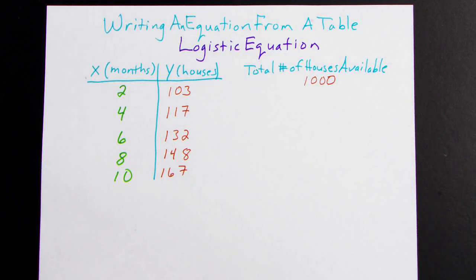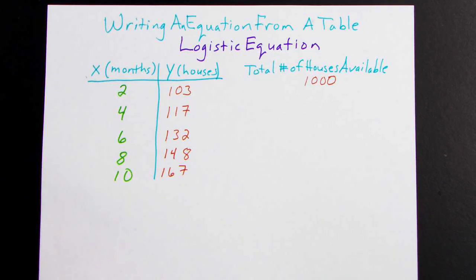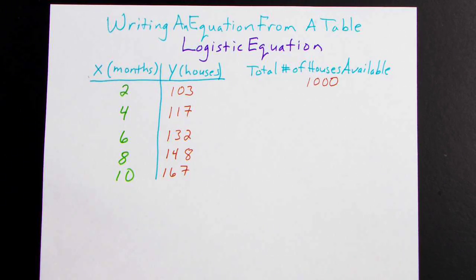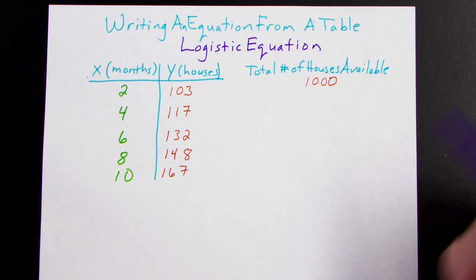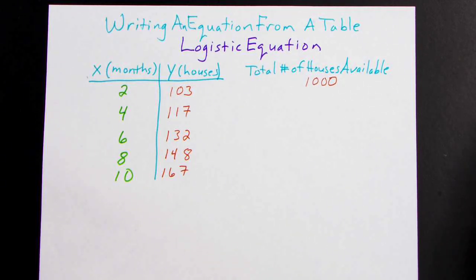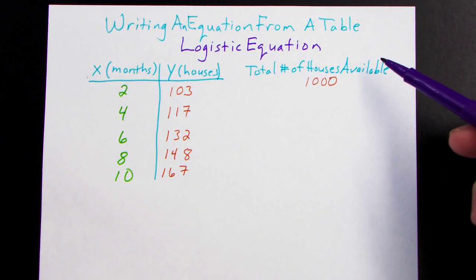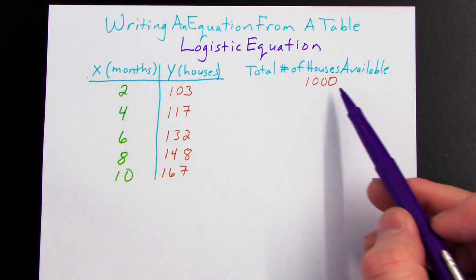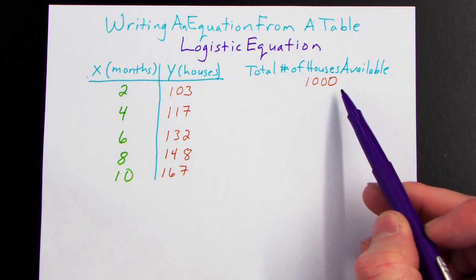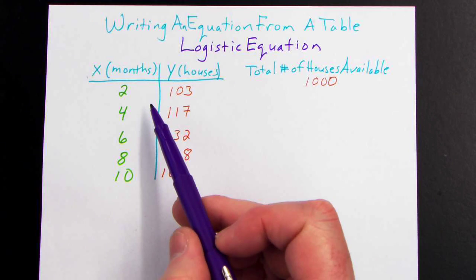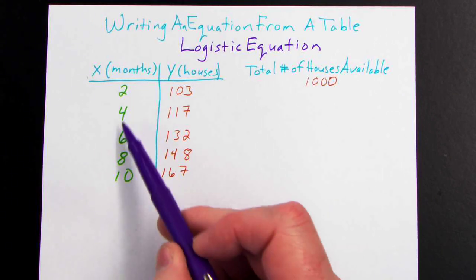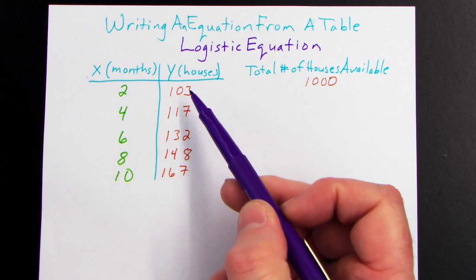This will be an example of writing an equation from a table, where we are looking specifically at writing a logistic equation. We're going to take the problem that we were working on in class, which started with a development that had 1,000 houses in it. So that's how many are available.